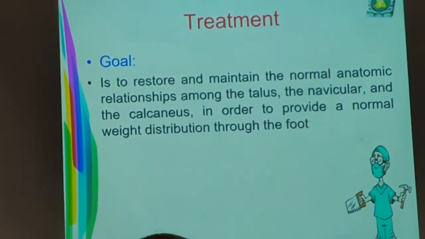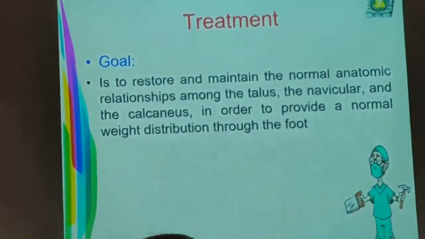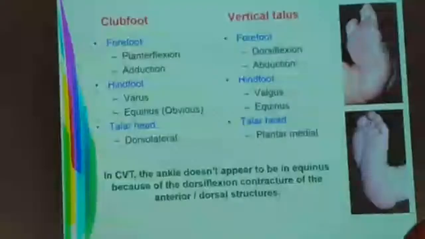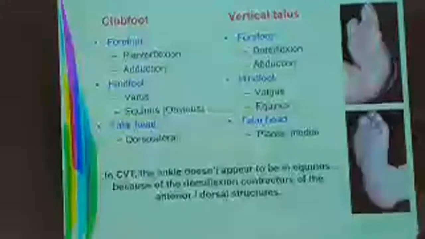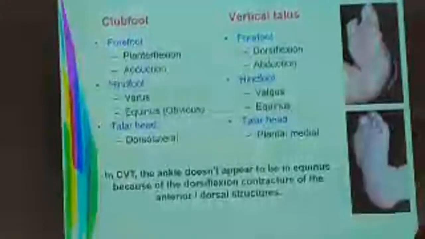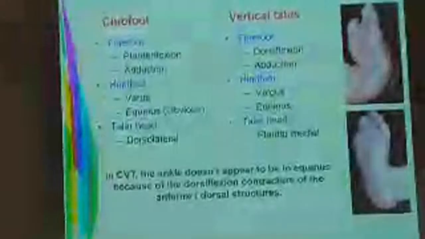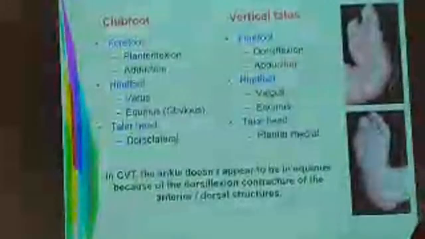The goal is to restore and maintain the normal relationship of the talus, navicular, and calcaneum in order to promote normal foot development. Equinus is present in both conditions, but less obvious in vertical talus due to flexion contracture of the anterior and dorsal structures. Otherwise, as already discussed, in clubfoot there is forefoot plantar flexion and adduction, hindfoot varus and equinus, while vertical talus has forefoot dorsiflexion and abduction, hindfoot valgus and equinus.